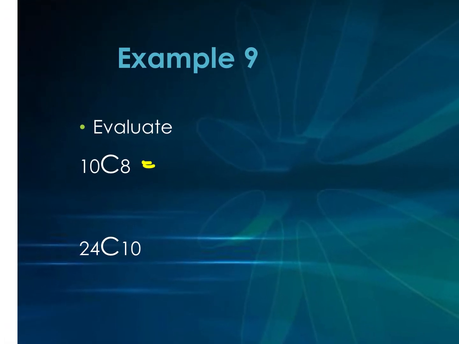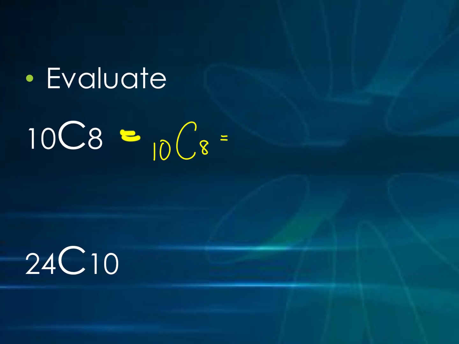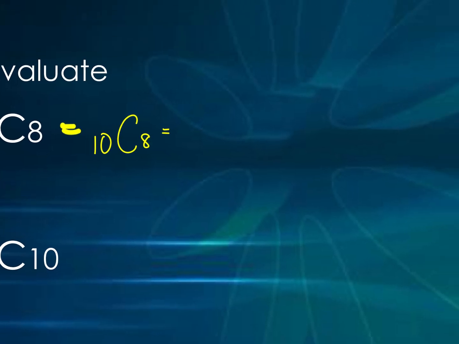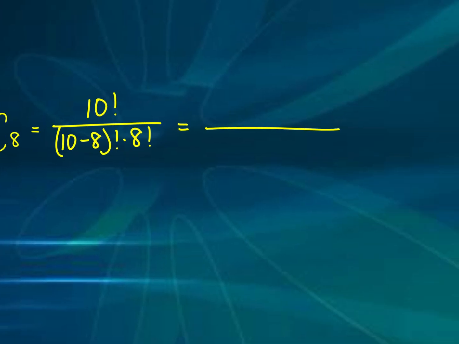So looking at my first one, I'm going to have 10C8. It's going to be smaller. I know the 10 and the 8 is pretty big, but it's going to be a little smaller. I have 10 factorial over 10 minus 8 factorial times 8 factorial equals 10 factorial over, subtracting, I'm going to get 2 factorial times 8 factorial.